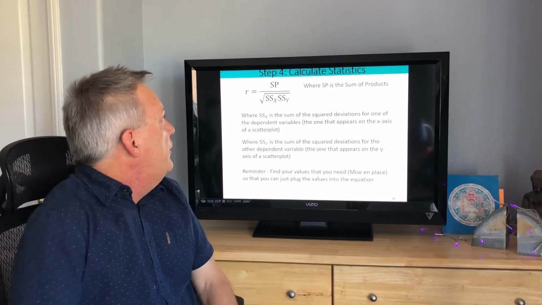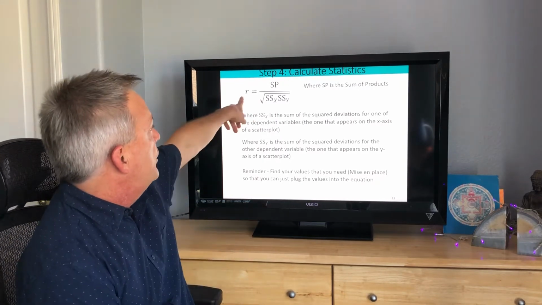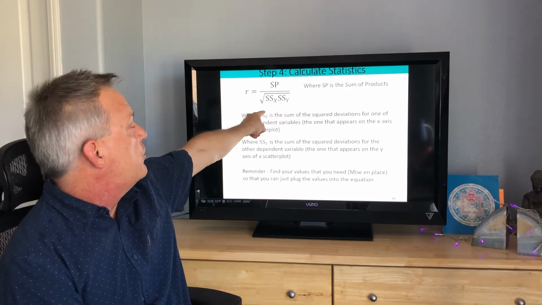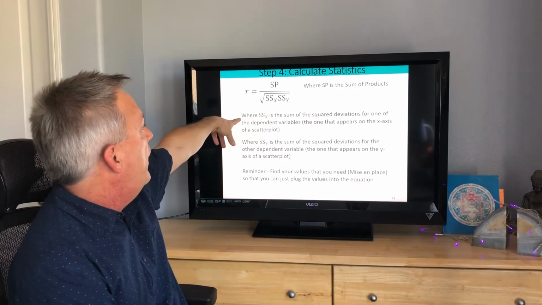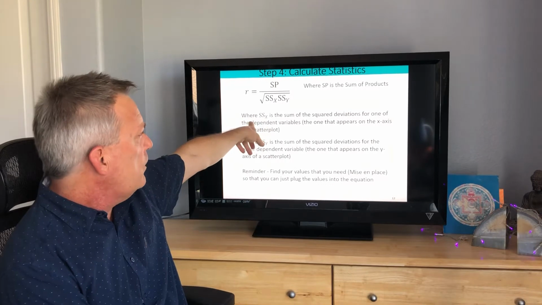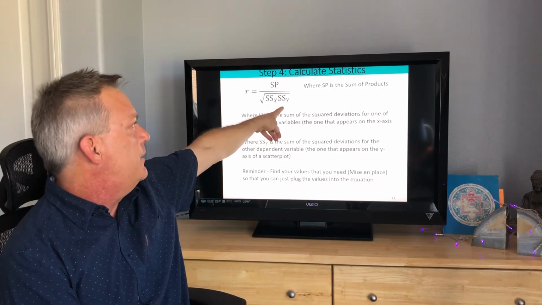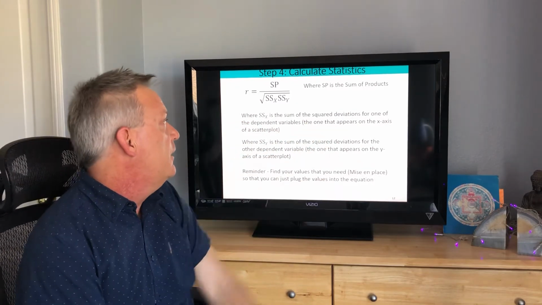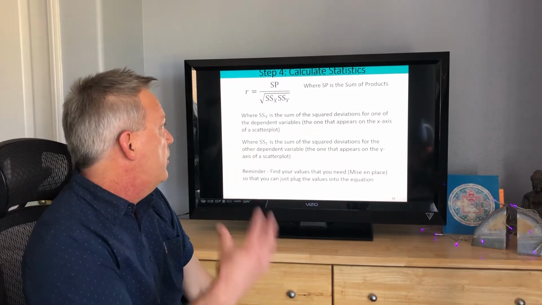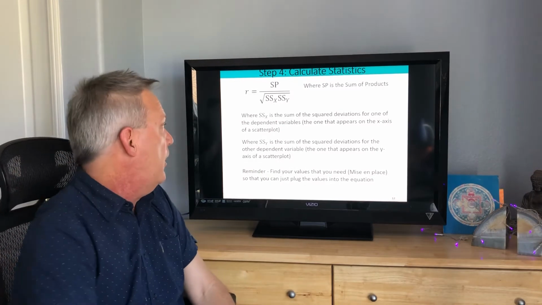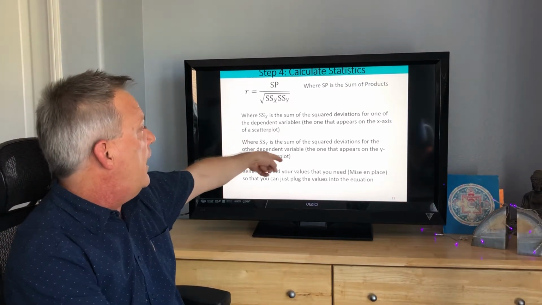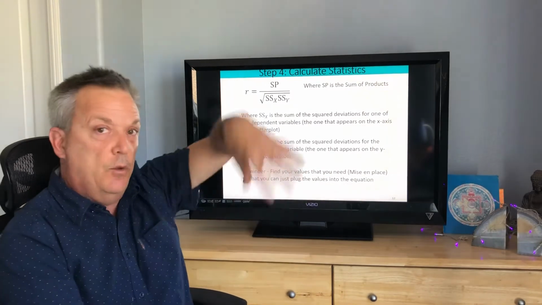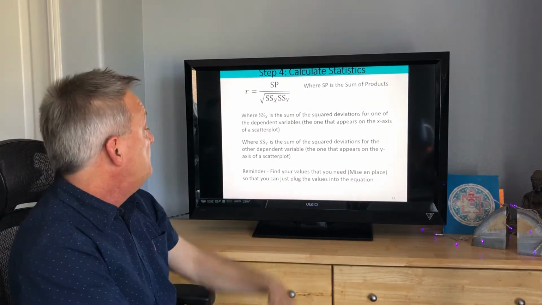So next we're going to calculate the statistics, and the statistic for R is the sum of products, SP, over the square root of the sum of squares for X times the sum of squares for Y, where the sum of squares for X is the sum of squared deviations for one of the dependent variables, the one that appears on the X-axis of the scatter plot, and the sum of squares for Y is the sum of squared deviations for the other dependent variable, the one that appears on the y-axis of the scatter plot.